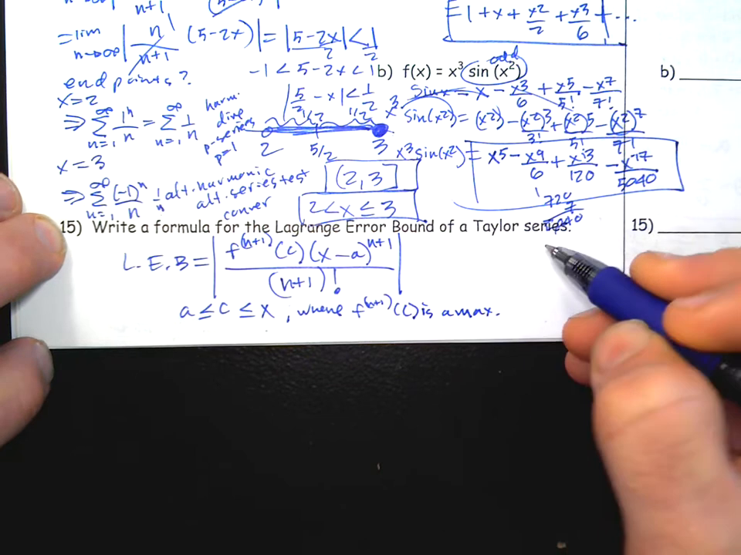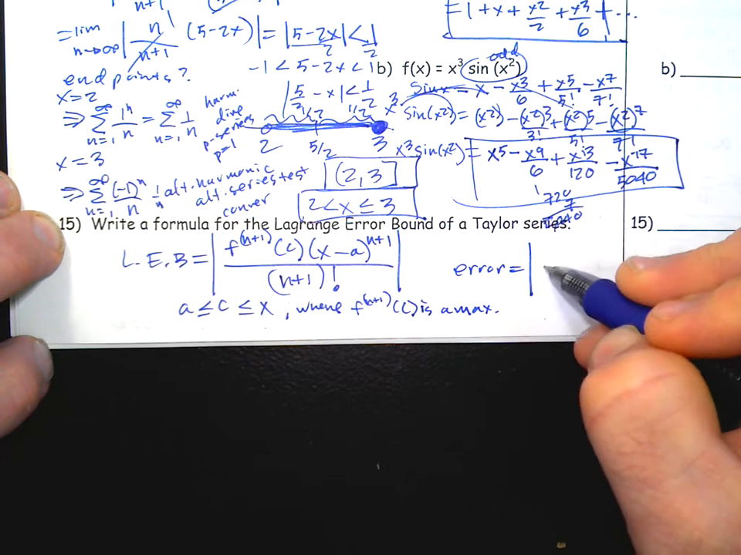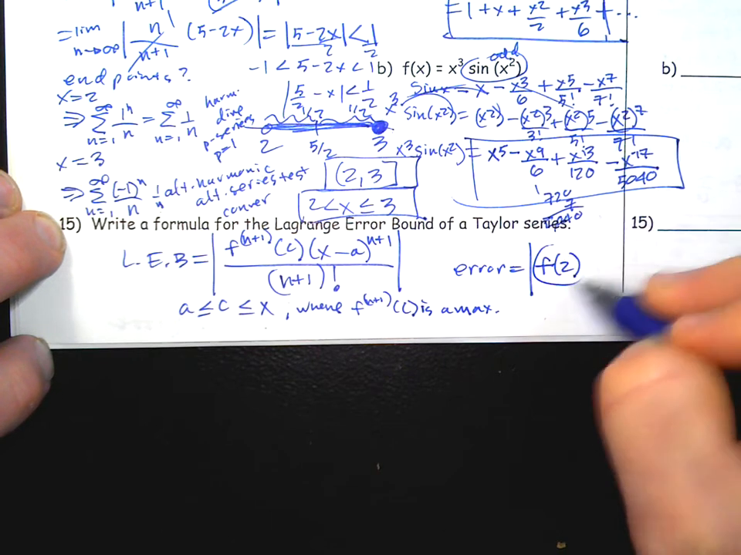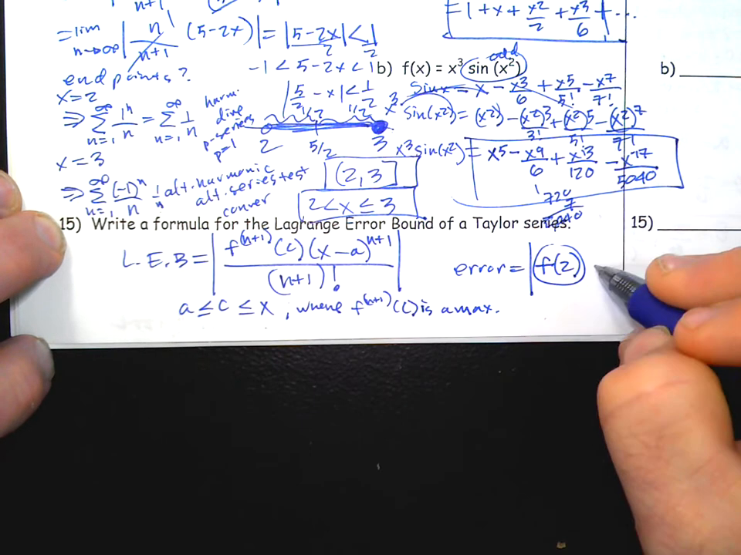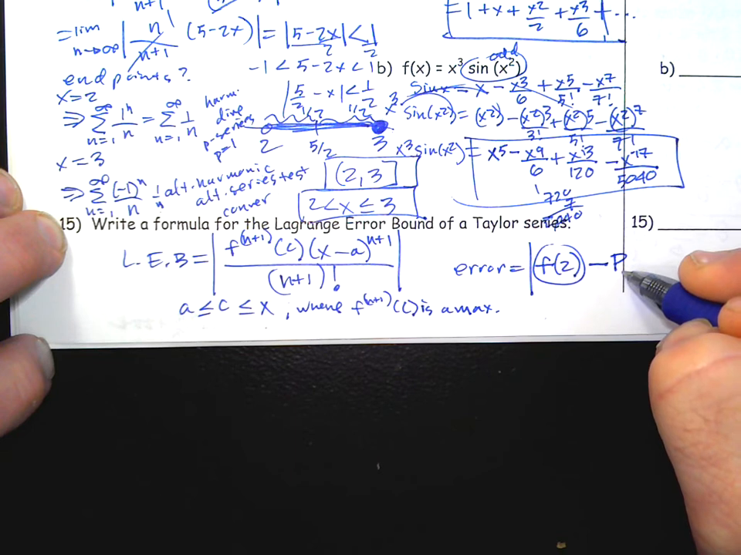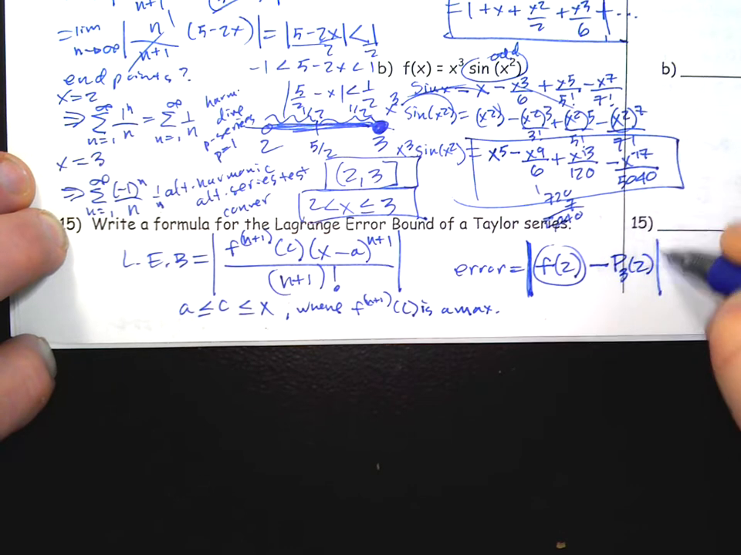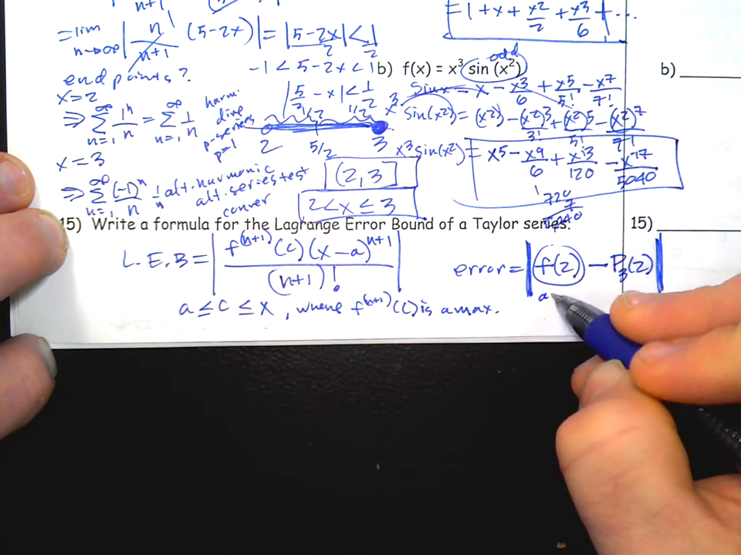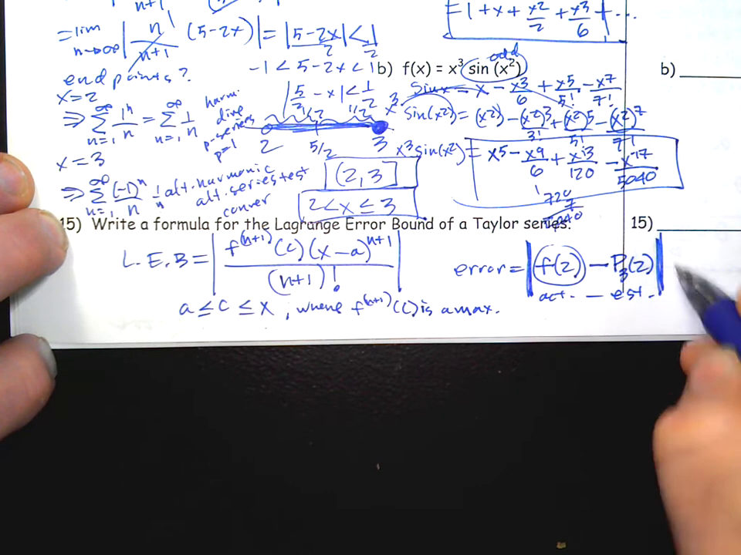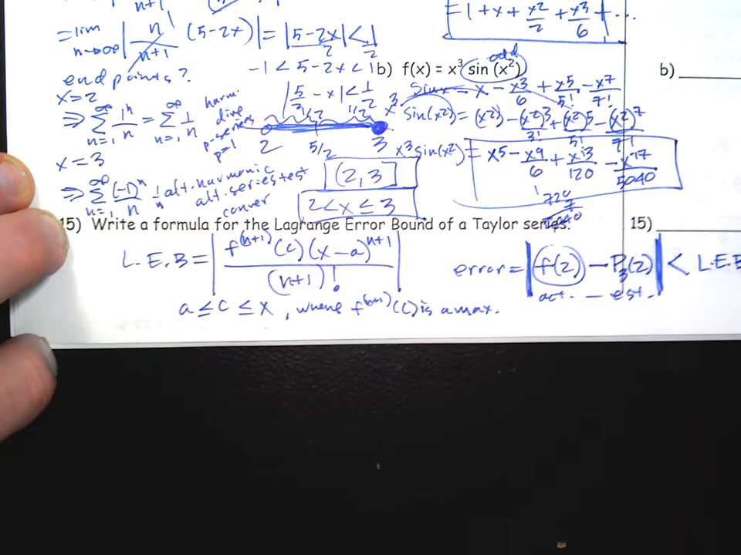Now, in general, on the AP test, error is represented with, say, like f of 2. So that would be the exact value of plugging 2 into the infinite series, but then we're going to minus the Taylor polynomial, third power, with a 2 plugged into it. So that's the error. Error is the absolute value of the difference between the actual value and the estimate. That's exactly the error. And then what we then do is we say, well, it's less than the Lagrange error bound, or it's less than the alternating series error bound.